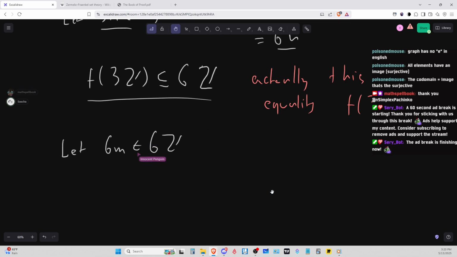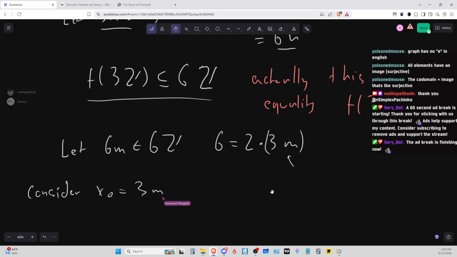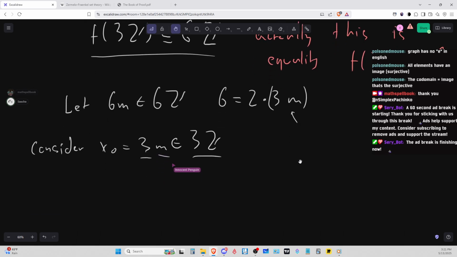Now what I can do is say, well, 6 can be written as 2 times 3, times m. So I'm going to take these as my input. So consider x0 to be equal to 3m. Do you agree with me that this is inside of 3z? Yeah, because 3 is a divisor of 6. But here we don't have to check it's inside of 6, we have to check it's inside of 3, right? So here we agree that it's a multiple of 3 because it's 3 times another integer.